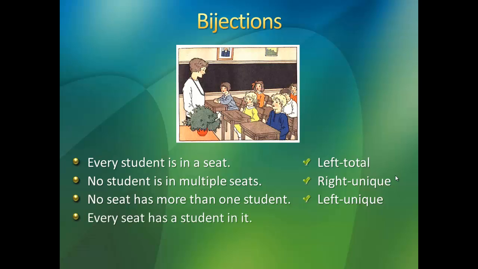Finally, every seat should have a student in it. No seat should be empty. This means the function is right total and is thus surjective. If all 4 of these properties are true, then all students are seated correctly, and the function from students to seats is in fact a bijection.